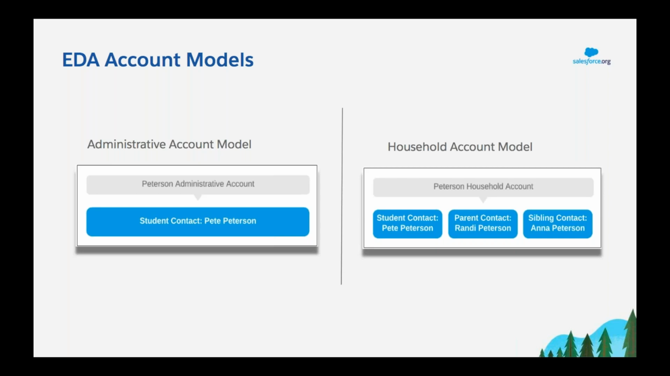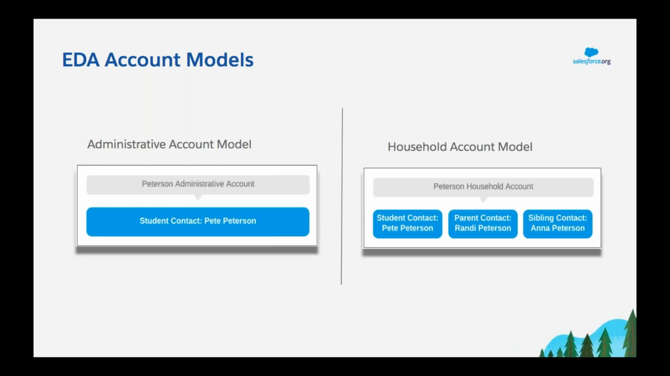There are two kinds of container accounts in EDA, and the best advice I can give you is to consider which type best represents your contacts and how this might apply to your institution. So the administrative account model has a one-to-one relationship with a contact. What that means is that for each student or each faculty member or each parent, there's one account associated. So one contact per one account.